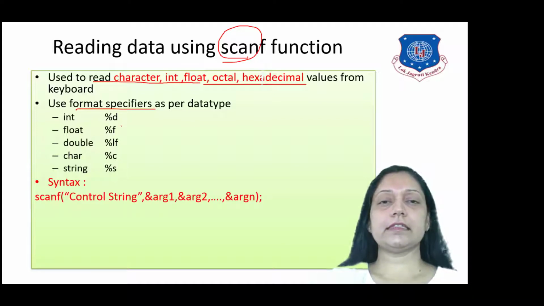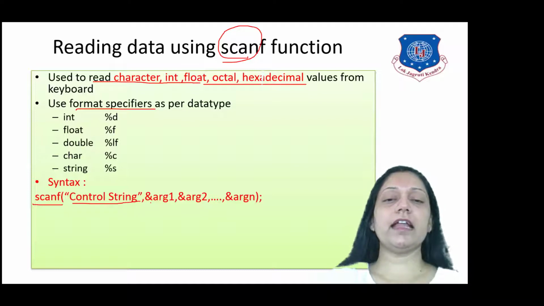Now the syntax. What is the syntax of scanf function? Instead of printf we'll be writing scanf, then we'll have the control string and the argument list. Here you can notice that before every argument we have a sign, that is ampersand. Ampersand is known as the address of operator. It's a unary operator. It means that we are going to store the values whatever we read from the keyboard at the address of arg1 or at the address of arg2 and so on. These are the addresses of your memory.